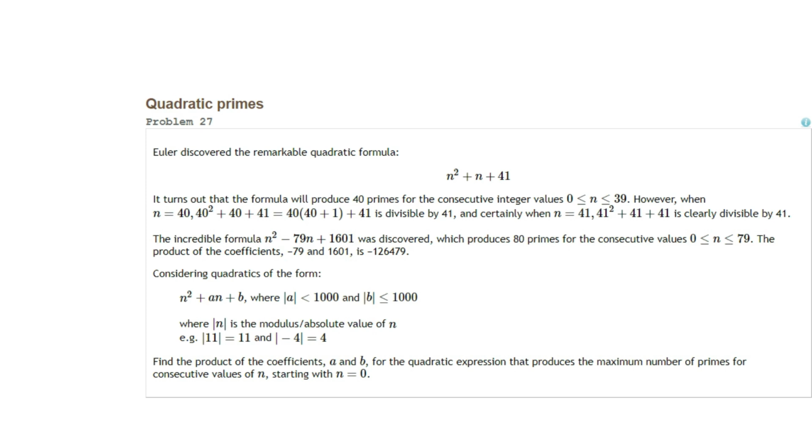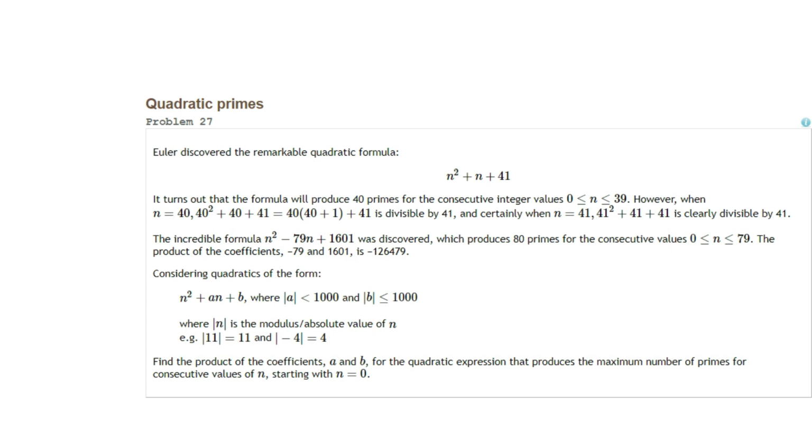We have n squared plus an plus b, and we are limiting the ranges for a and for b to be less than 1000. The bars here mean absolute value, so that means that negative values also fall in this range. So negative 40 is an equally valid value for a as is 40. The bars make it absolute, so the negative gets dropped and they are considered the same for the range specified here, but we do need to test both of these values.